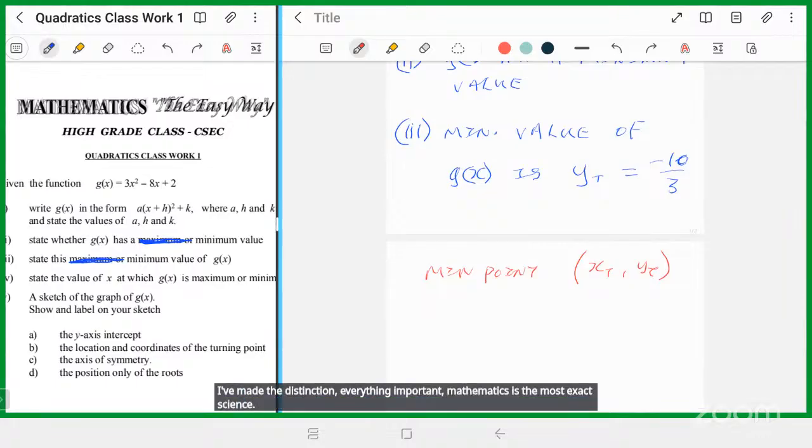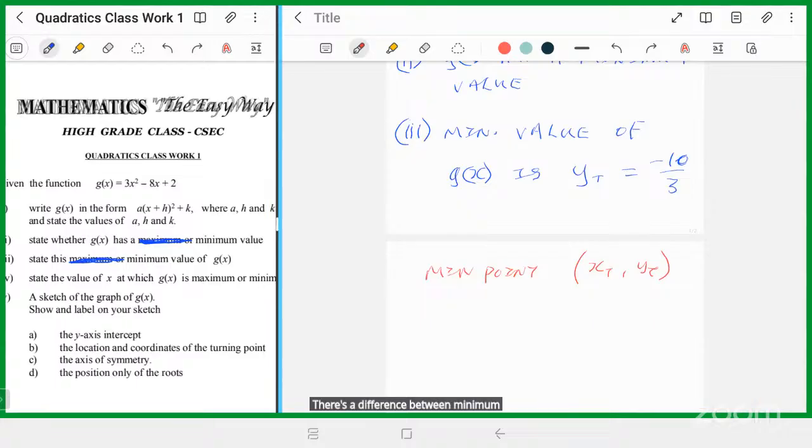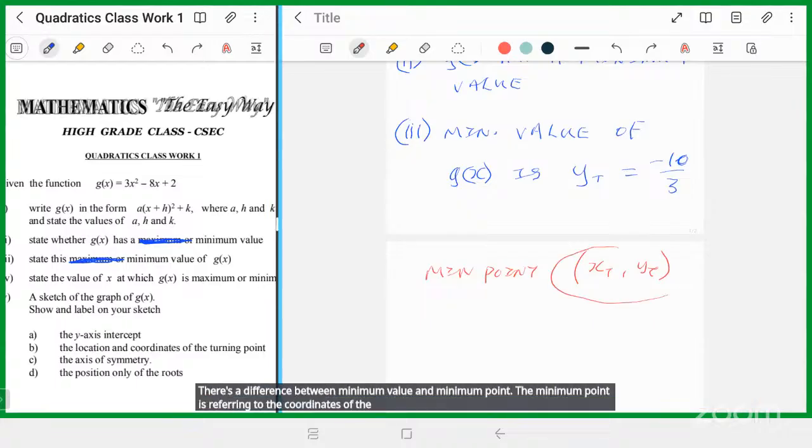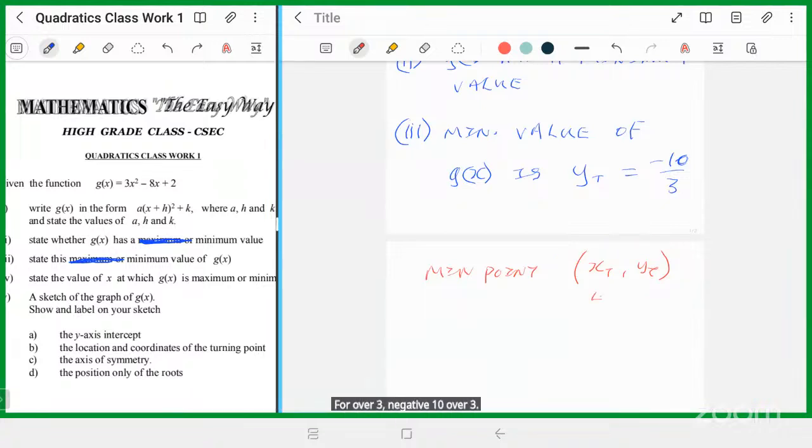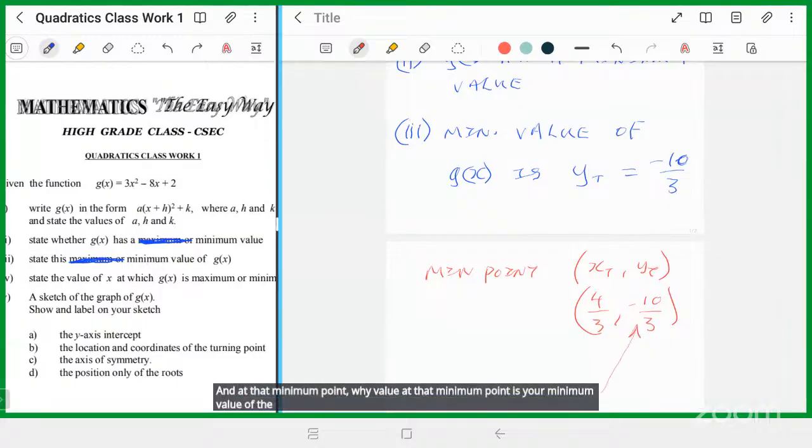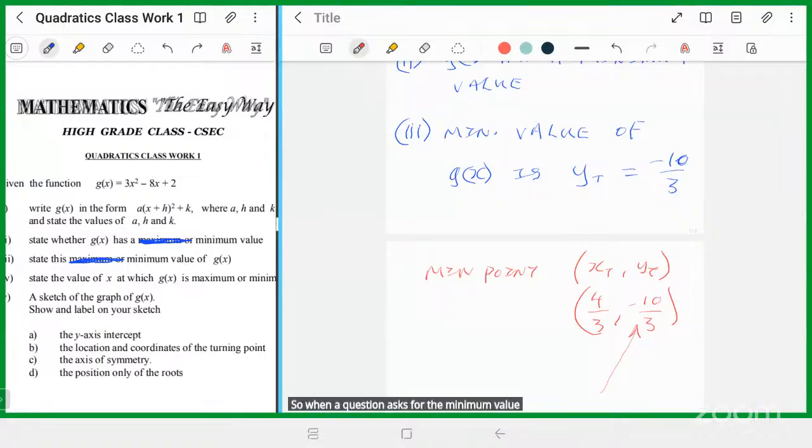There's a difference between minimum value and minimum point. The minimum point refers to the coordinates of the point. In this case, it would be 4 over 3, negative 10 over 3. That's your minimum point. And the y value at that minimum point is your minimum value of the function, because remember, the function is giving you y values. So when the question asks you for the minimum value, it's asking you for a y value.